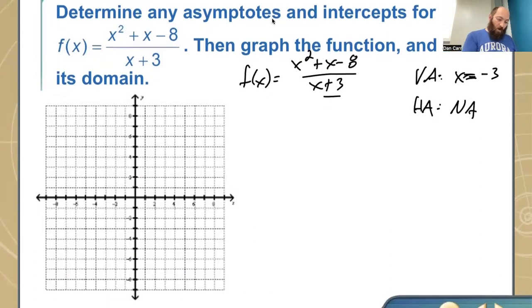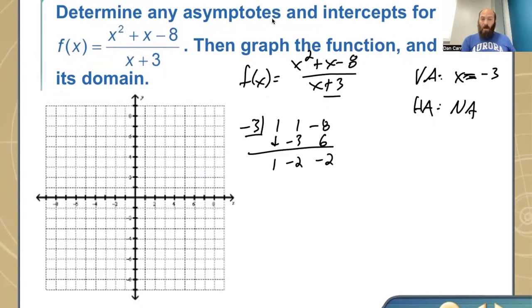To find that, I'm going to do synthetic division here. You could do long division; it doesn't have to be synthetic. So we have 1, 1, -8. I go through, I got 1 times -3 is -3. Combine that, we get -2, multiply that out, we get +6. Combine that, we get a -2. The 1 and the -2 in the quotient represent my oblique asymptote. So my oblique asymptote is going to be y equals x minus 2.